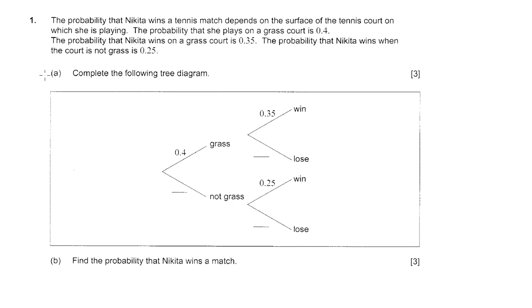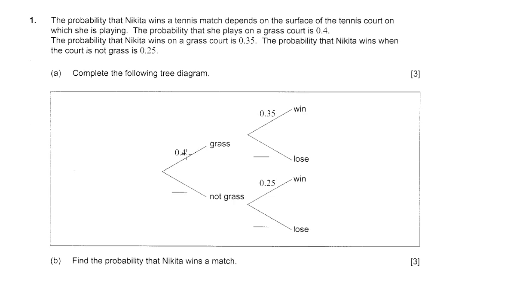All right, number 1. The probability that Nikita wins a tennis match depends on the surface of the tennis court on which she's playing. The probability that she plays on a grass court is 0.4. That's this here. And the probability that Nikita wins on grass is 0.35. The probability that she wins when she's not on grass is 0.25. Complete the following tree diagrams.